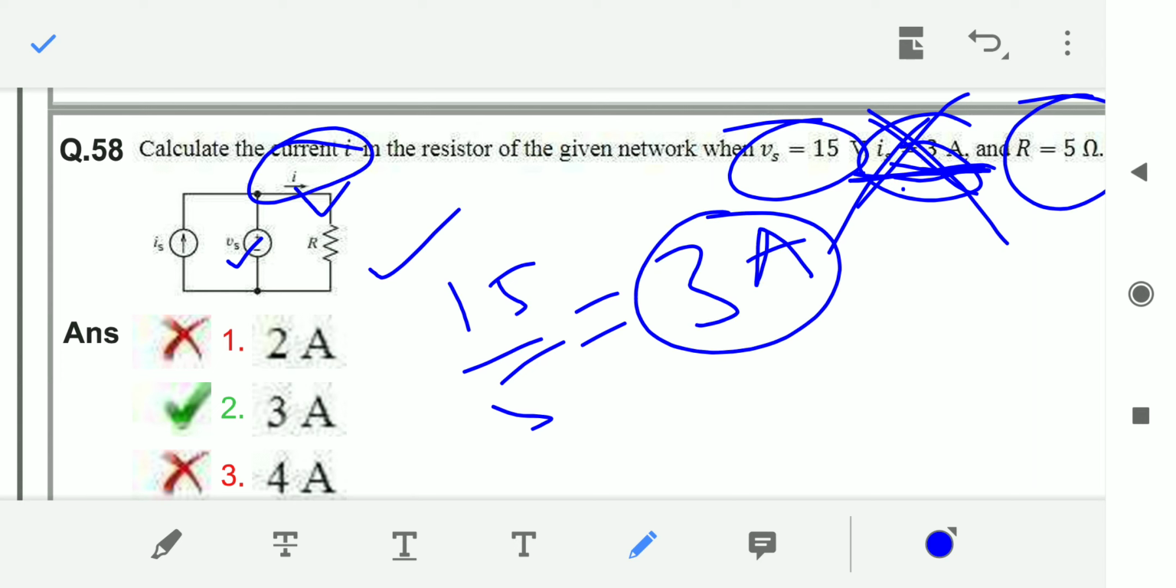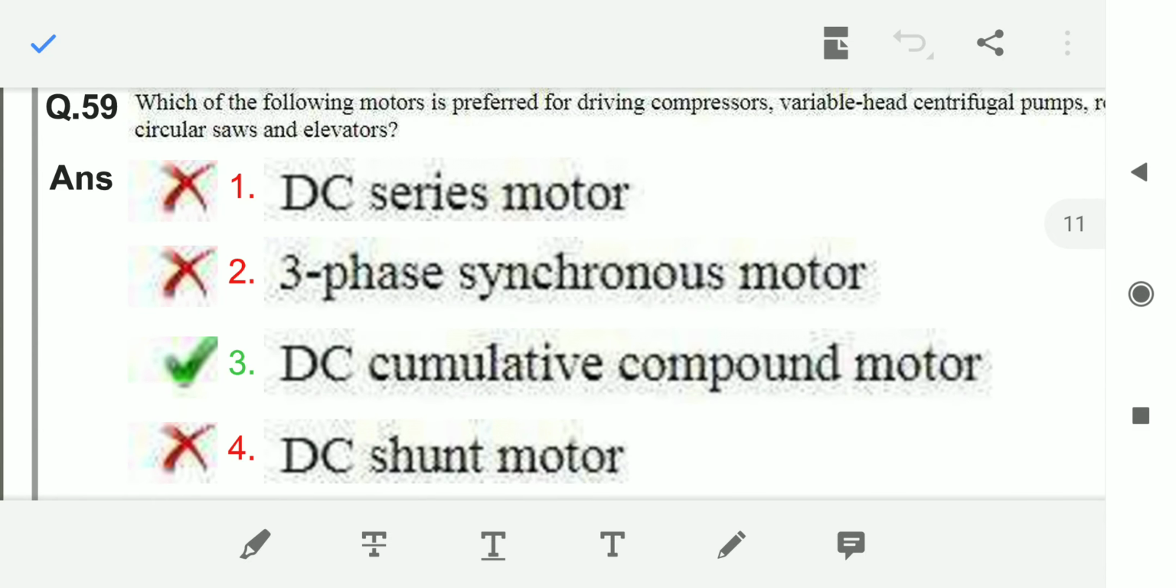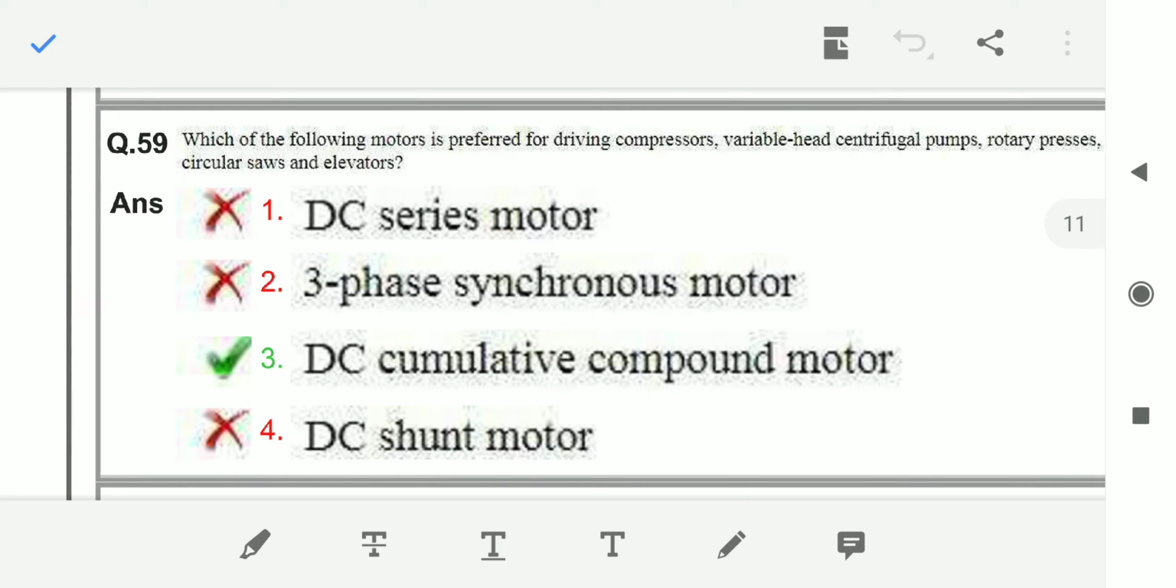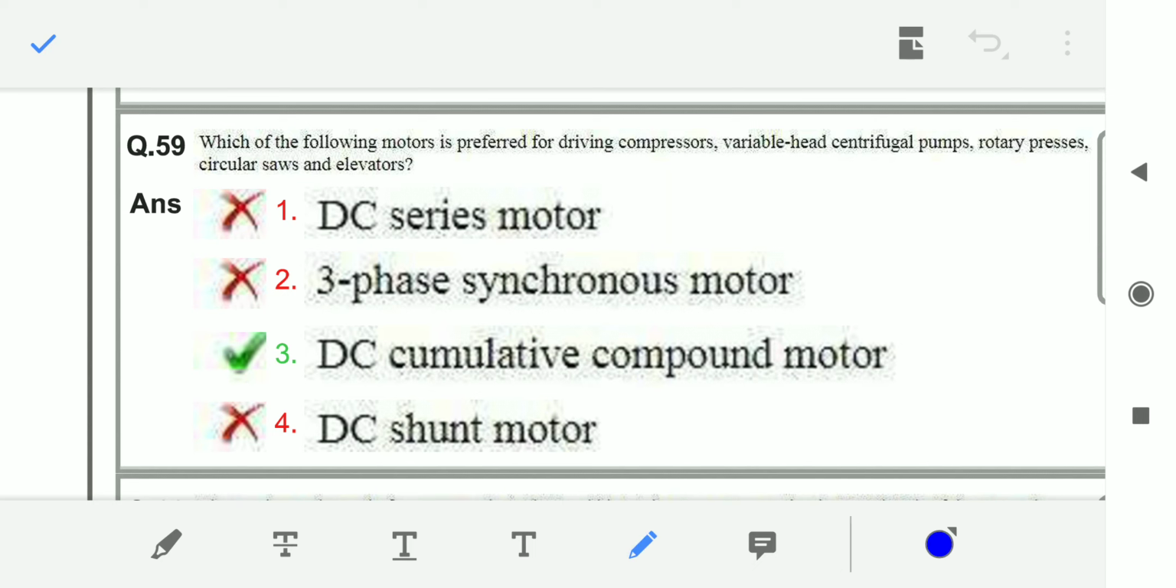That is the I value. Next, which of the following motors is preferred for driving compressors, variable head centrifugal pumps, rotary presses, circular saws, and elevators? See, these are all intermittent loads, so we have to use the cumulative compound DC machine.